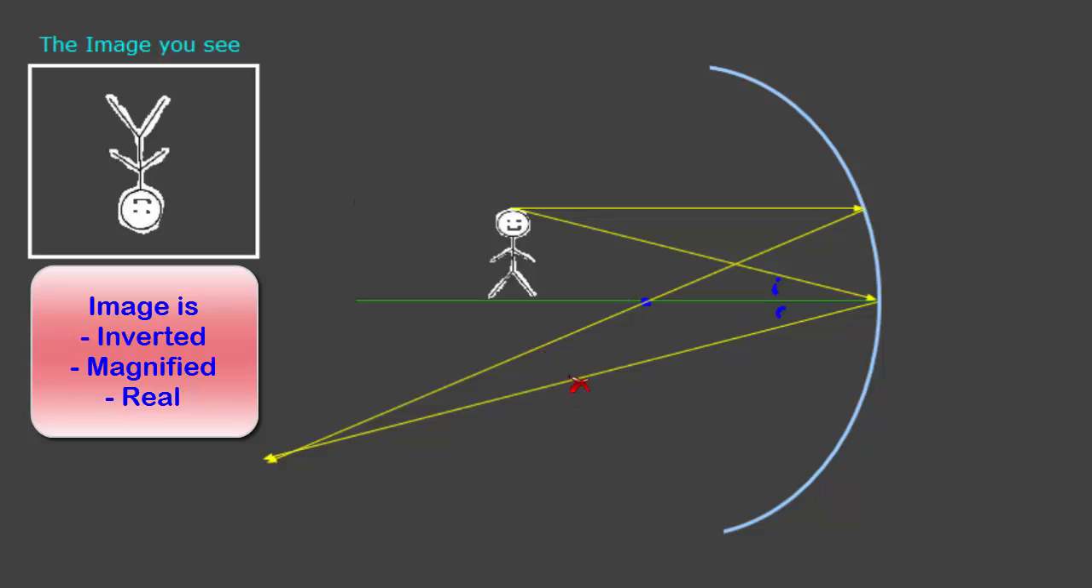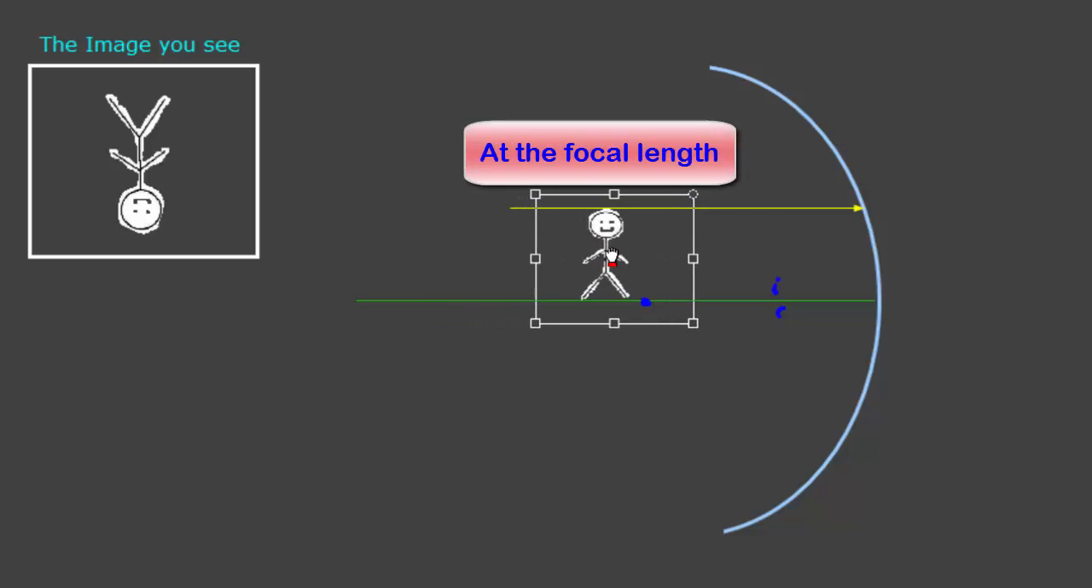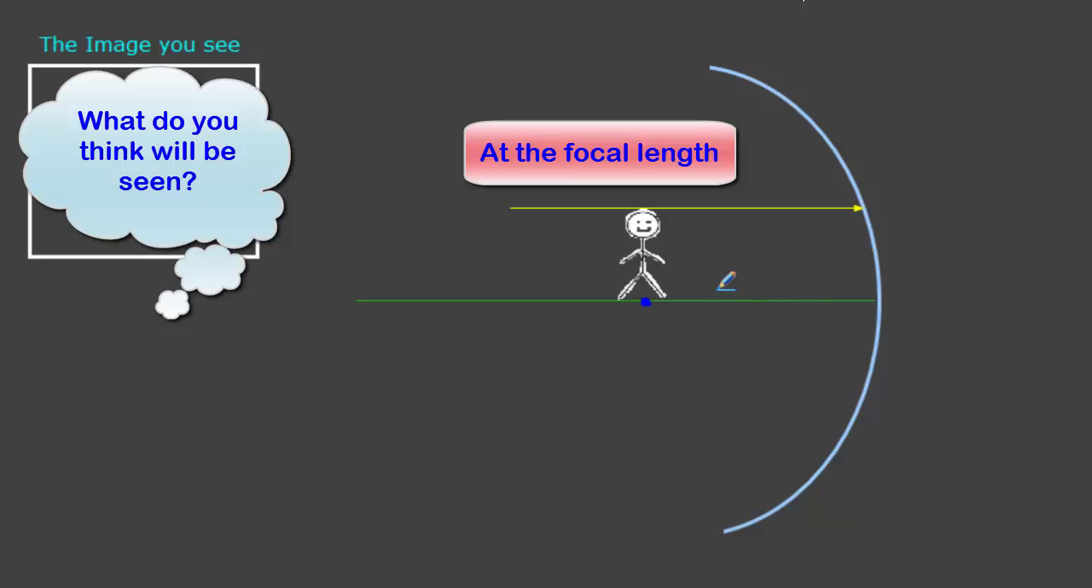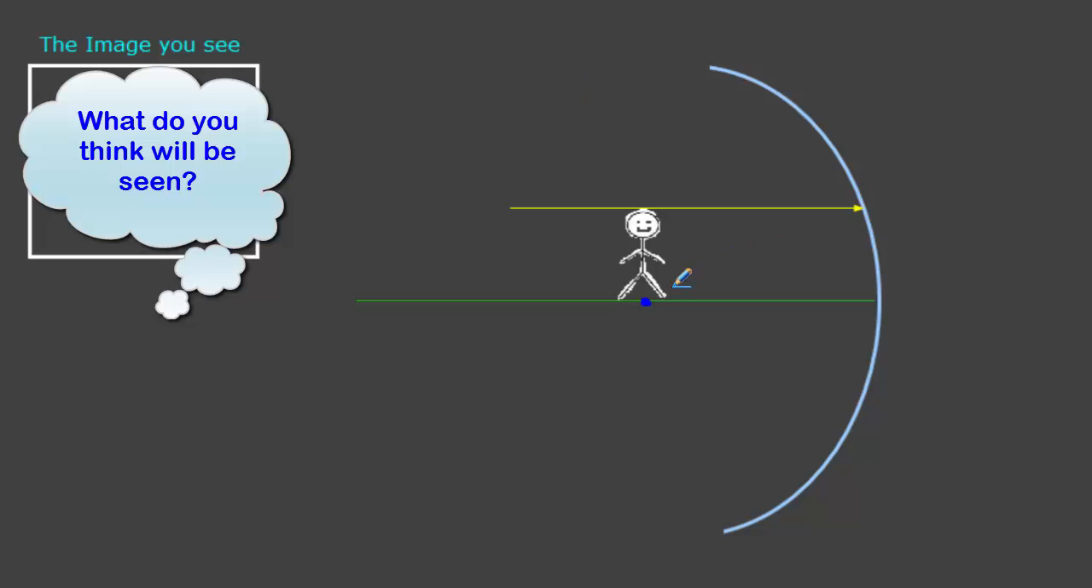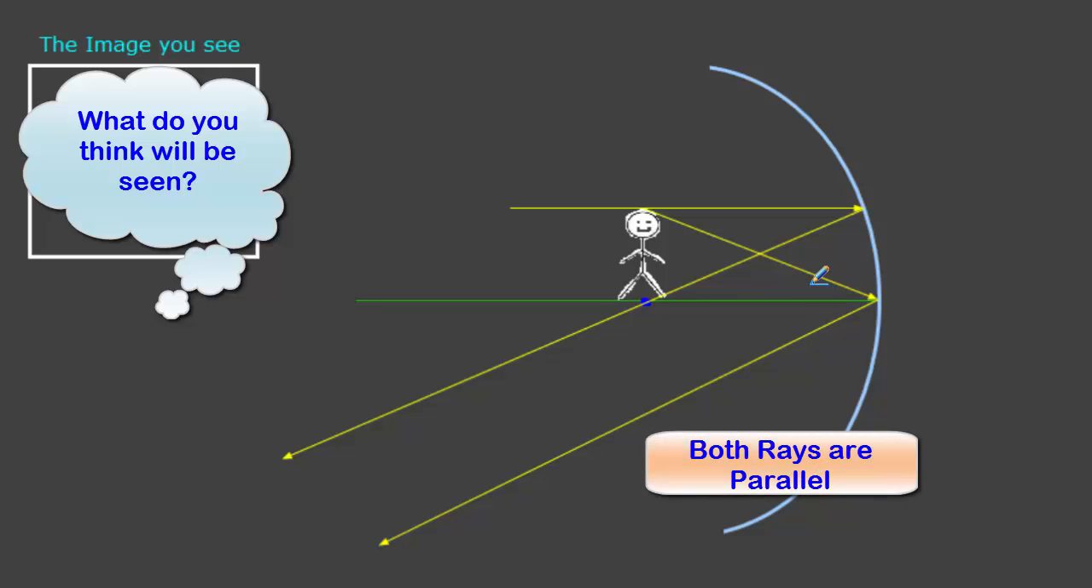So what happens when our person moves forward? As our person moves forward and closer to our focal point, let's place our person on our focal length. We have to draw some new arrows. So our first ray, which has come at the height, is going to still travel through our focal point. And our new ray, which is going to hit the principal axis, is going to rebound so that I and R are the same.